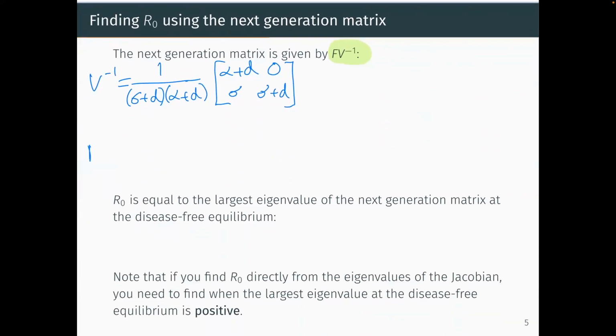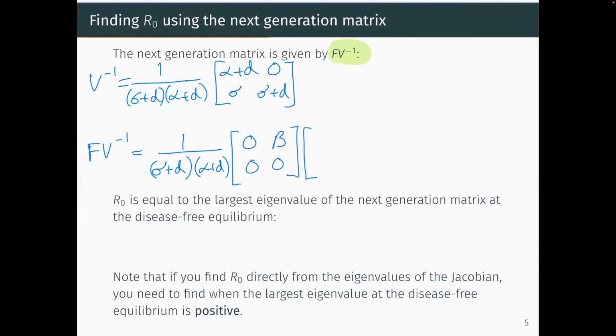And then to work out our next generation matrix, that's F times by V inverse. So I'm going to keep this factor at the front. My F matrix was 0, beta, 0, 0. And the rest of my inverse, we had an alpha plus D, 0, sigma, and sigma plus D. So the nice thing about this, you notice, is that we've got lots of zeros in this. And this is typically what happens when you have your F matrix. Typically your births are coming into, say, just one class. That usually means that we have lots of zeros in this F matrix.